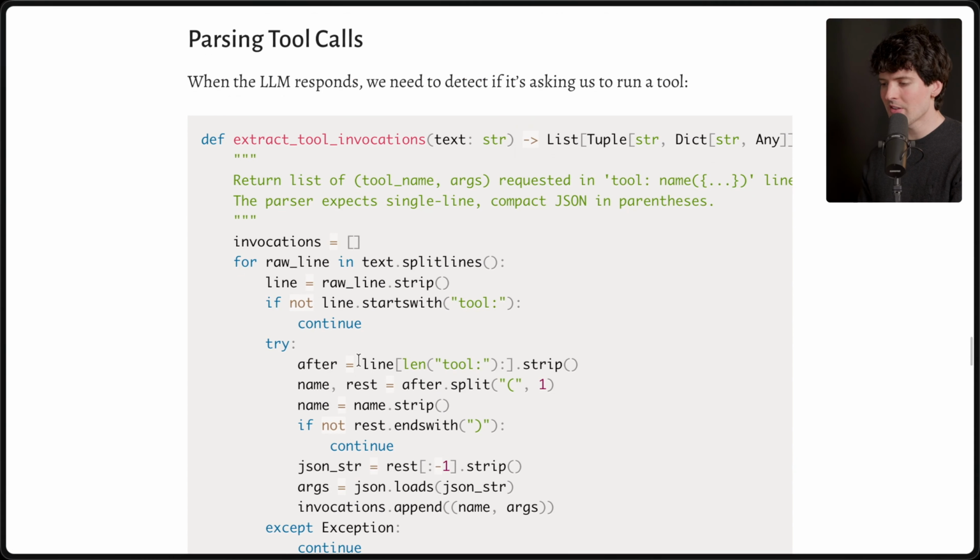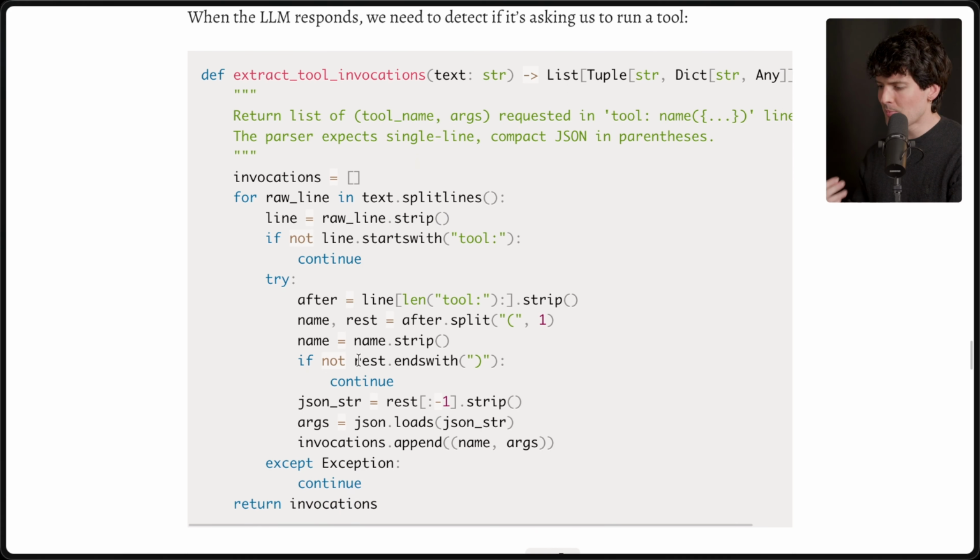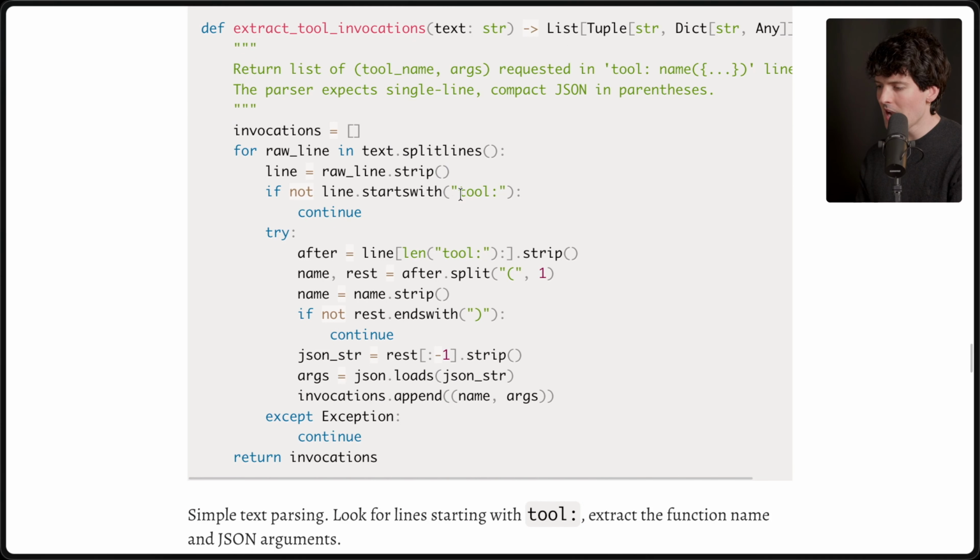So then we have to parse that out. When the model stops responding, we have to look for lines that start with tool: If the line doesn't start with that, continue. But if it does, then we have to append this to invocations with the name of the tool and the args.